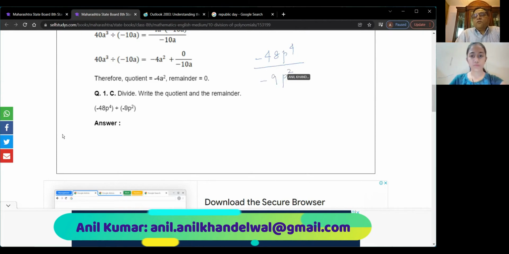If you want to cancel numerator and denominator, you see 48 is not a multiple of 9, but it can be divided by 3, correct? I could write this as 3 times 16 is 48. And p to the power of 4 can be written as p square times p square. And we have minus 9 p square. 9 could be written as 3 times 3.